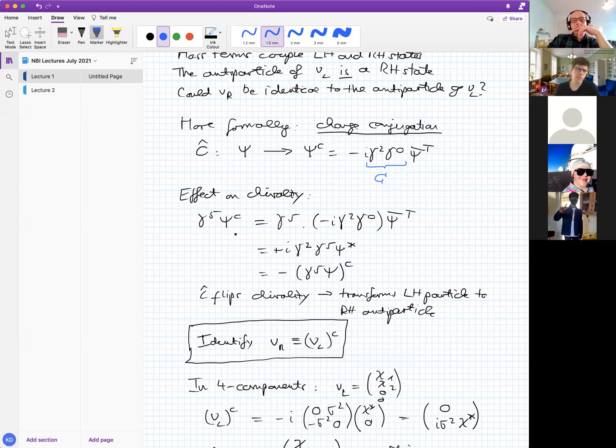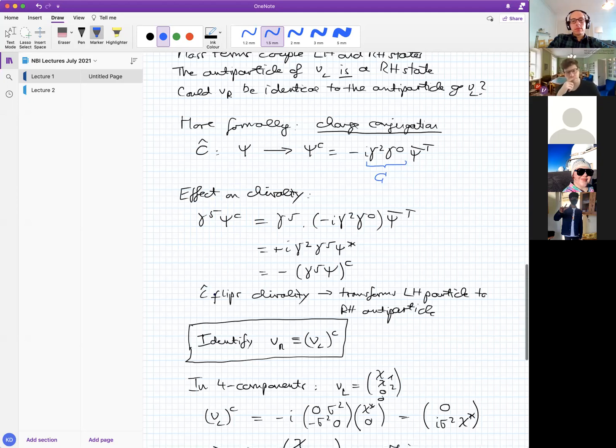The way we did this here with the effect on chirality, if you work in a theory that has a conserved charge like electromagnetism, then you can do a similar calculation by multiplying the charge conjugate field with the electric charge operator and showing that it also flips the sign of the eigenvalue.